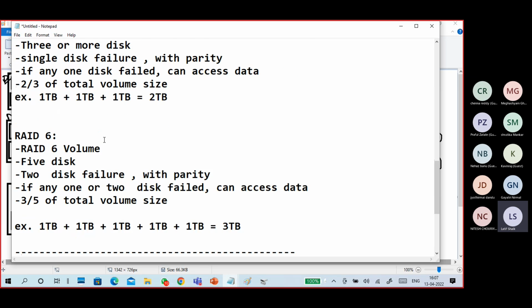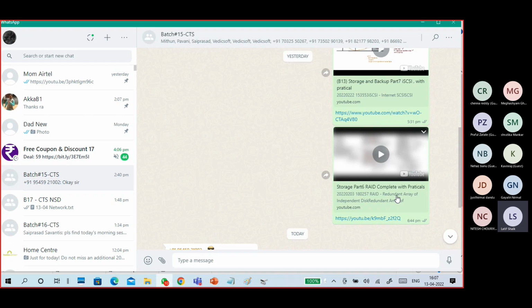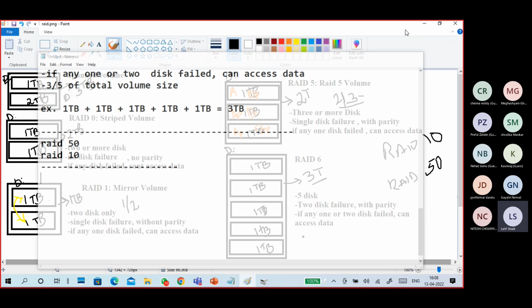Okay, guys, this is about RAID yesterday. Someone got a doubt, I think. Why did I say RAID is complete with the practicals? Because how to do it practically is being shown. It's better to go through how to do it practically. You can try also, no problem. So this is about your RAID, guys. That's it.